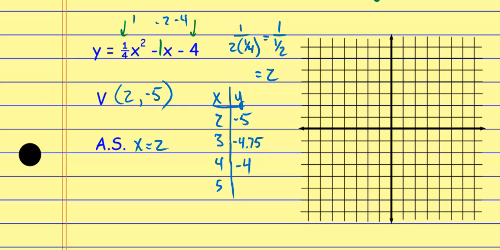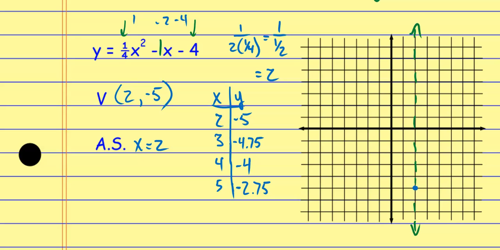If I plug the 5 in, 5 squared is a 25, times the 1/4 is a 6.25, and then minus 5, and then minus 4. And again, just do them as decimals. It doesn't make sense to sit here and leave them as fractions since you're just estimating this on a graph anyway. And so as I graph this thing, let's see, 2, -5, and it didn't take a whole lot of time to be able to do that. And now the axis of symmetry. And again, the axis of symmetry is what allows me to not have to do so many points, okay?